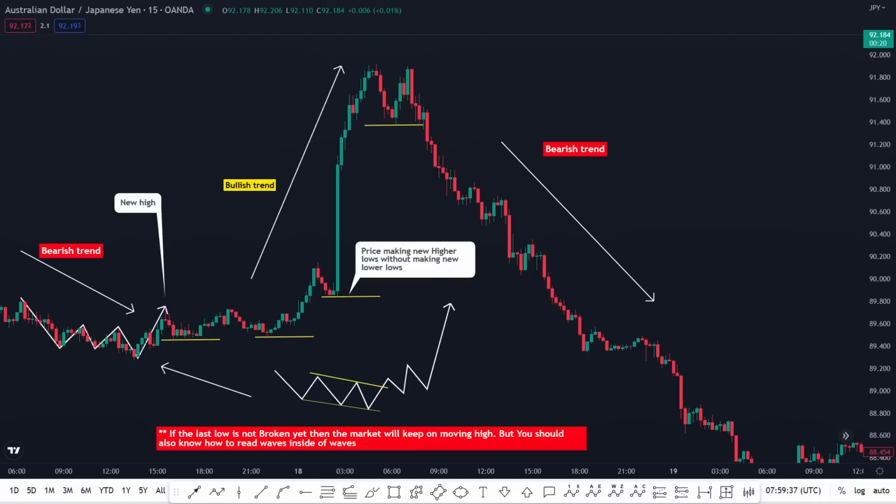The downside of this is that the break in market structure has to also be impulsive, meaning the candlestick should be very strong to make it a valid break of structure.